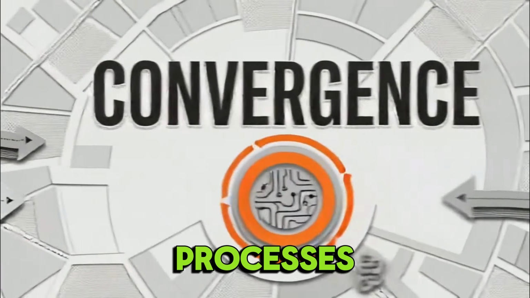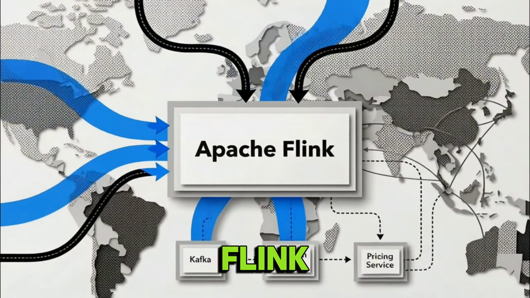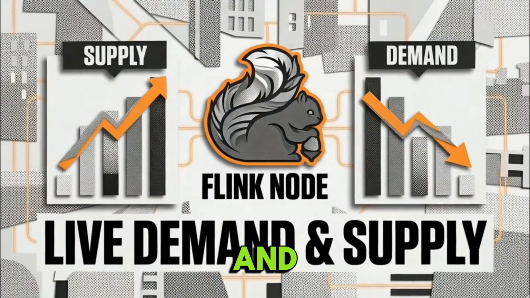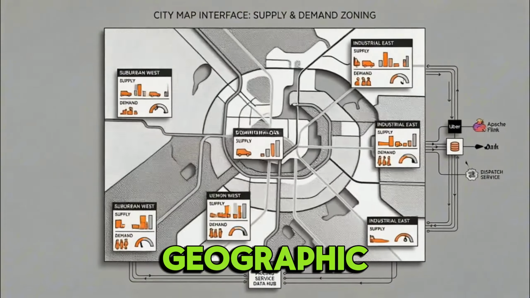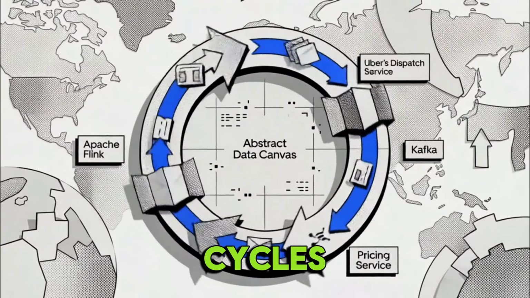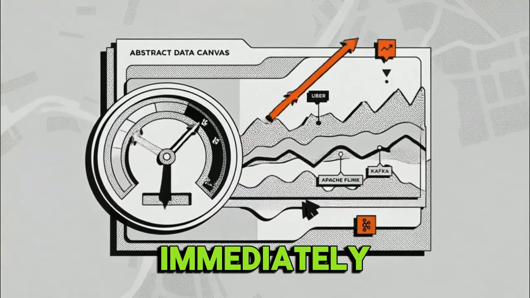The surge engine processes all 3 streams simultaneously, using Apache Flink for stateful stream processing. Flink maintains the current supply count and demand count for every geographic zone as live state that persists across event processing cycles. Every incoming event from every stream updates this state immediately.